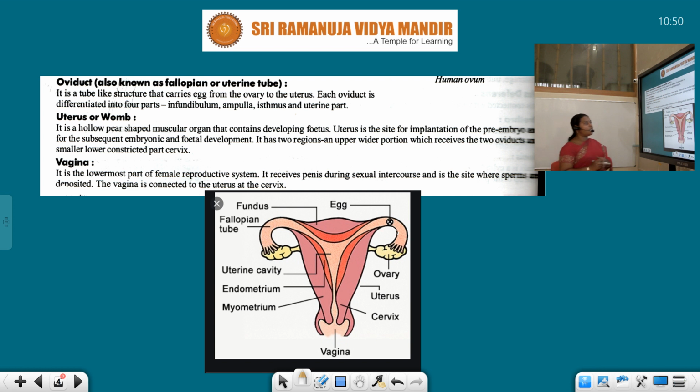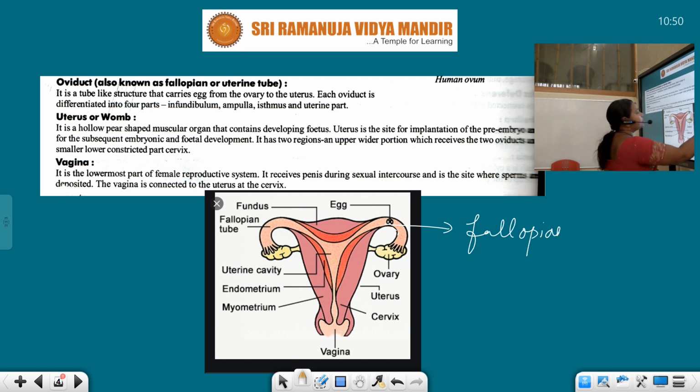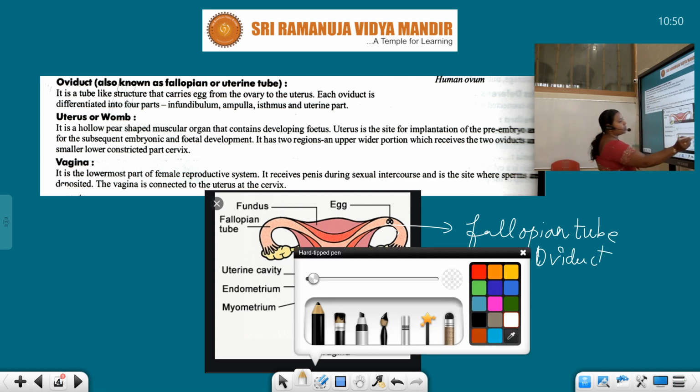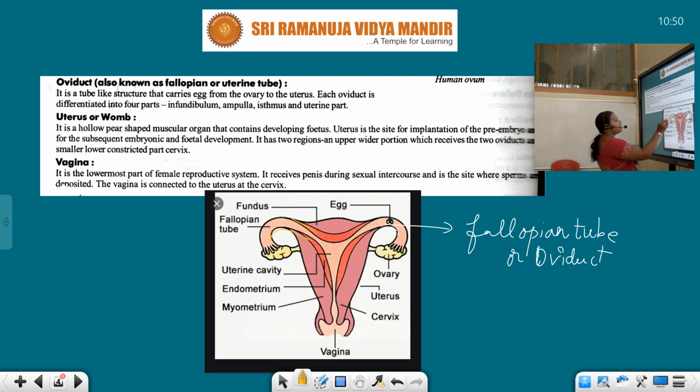See students, this oviduct is also known as the fallopian tube, or oviduct. It is a tube-like structure, students. You just see the picture on the board, right? These are the tube-like structures. This is the oviduct, which carries egg from the ovary to the uterus. Whatever egg is released by the ovaries, it receives that ovum and is going to carry that egg into the uterus.